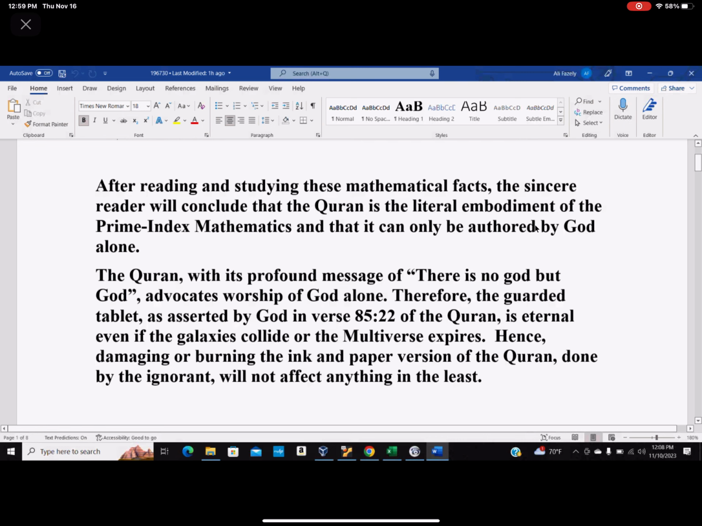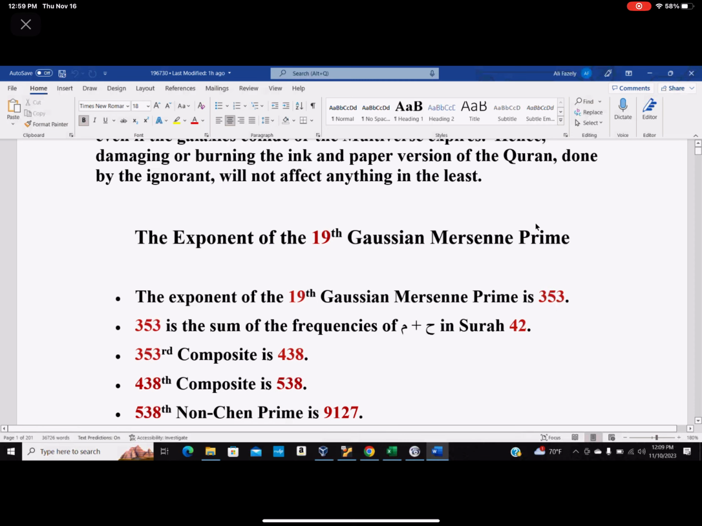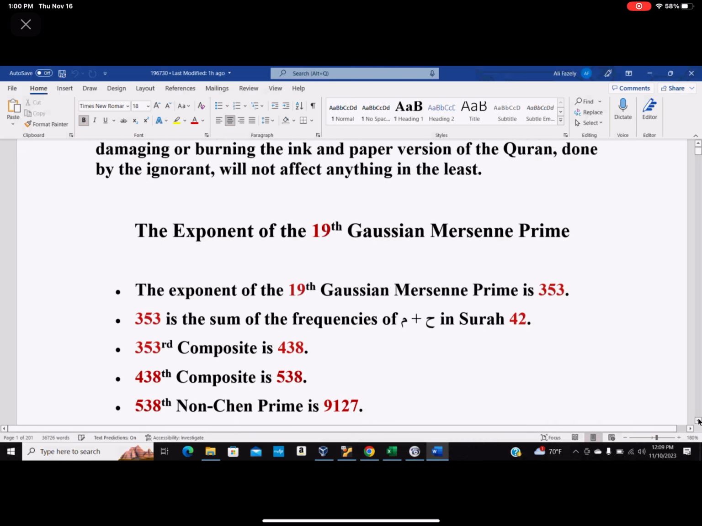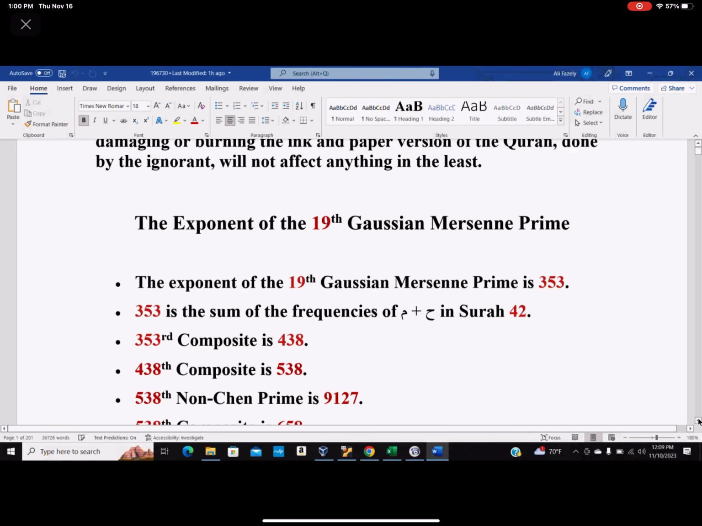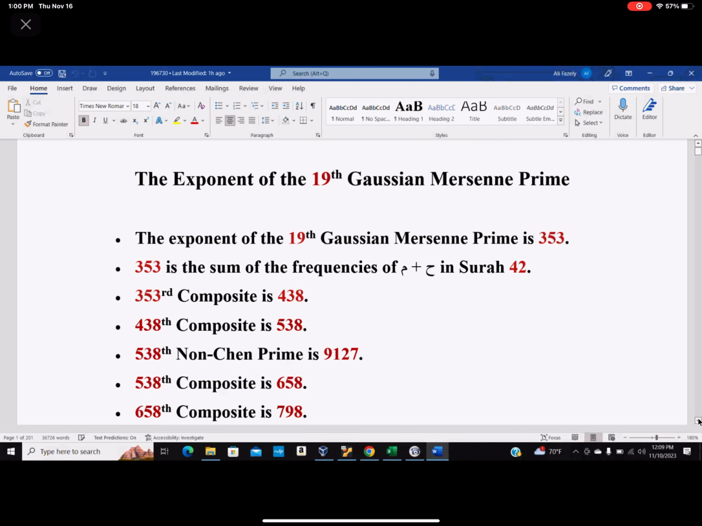So we go down here, and again, I'm going to start with the exponent of the 19th Gaussian Mersenne Prime, okay? And we'll see how this whole thing develops according to all these new findings. What we find is this huge connection of all these numbers. So the exponent of the 19th Gaussian Mersenne Prime is 353. 353 happens to be the sum of the frequencies of K.H.Y.A plus meme in Surah 42.